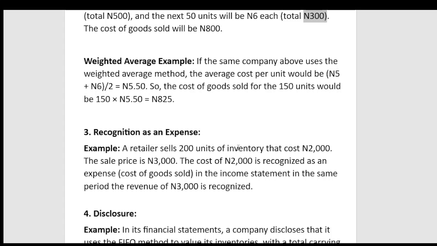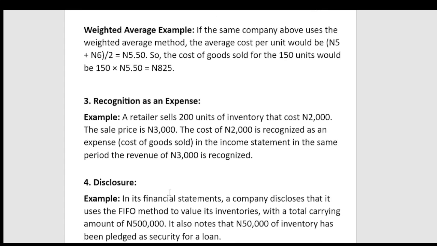Sorry, I was using a different figure. Now, that is what they are saying here. The inventory cost is 2,000, and they sold it for 3,000. What you should recognize as expenses should be this 2,000, which is your cost of goods sold, in the income statement in the period that the revenue is recognized. Hope you got that. Good and fine.